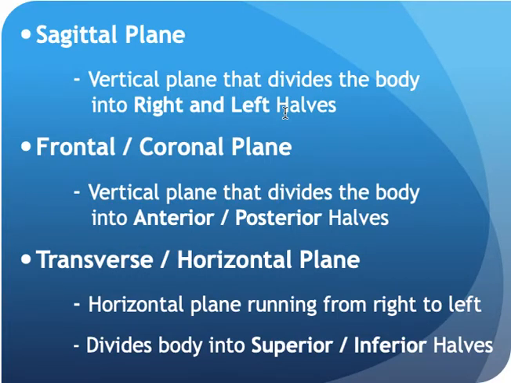Okay, so sagittal plane, a vertical plane, divides my body into a right and left half. Okay, so very important to remember that. Frontal or coronal plane, also a vertical plane, is going to divide my body into an anterior and a posterior half. And then I have this transverse or horizontal plane. This is going to be the one that runs from right to left, but it's running horizontally, and it's going to divide my body into the superior and inferior halves.